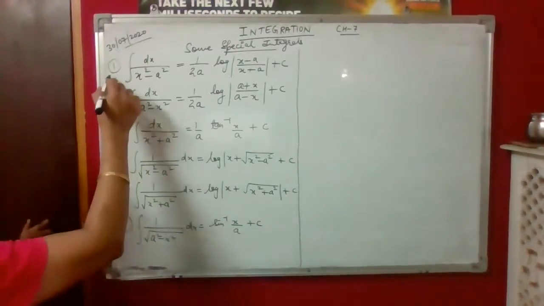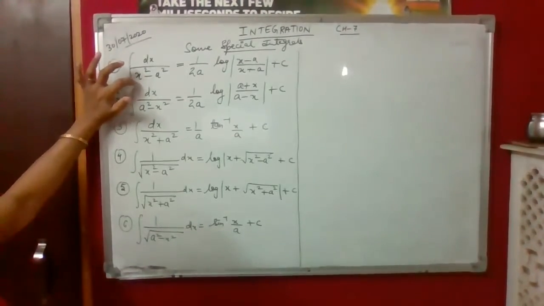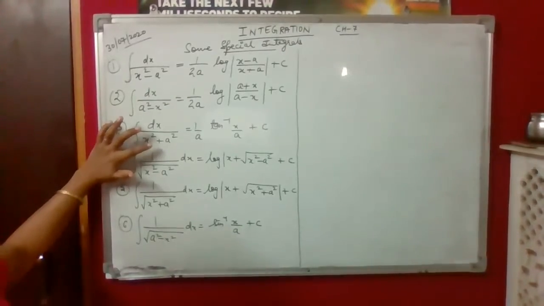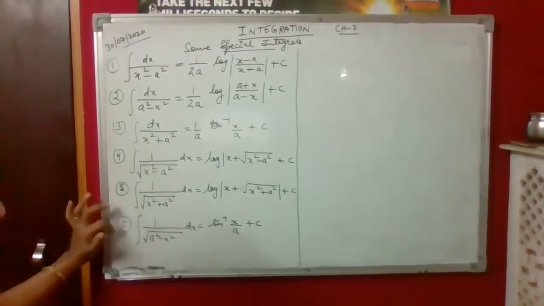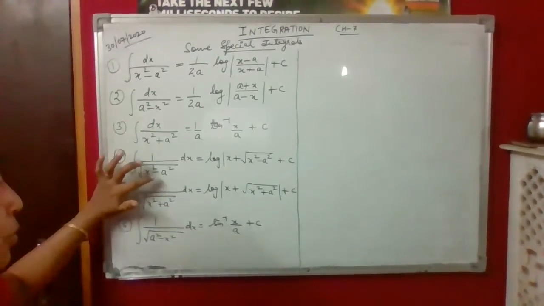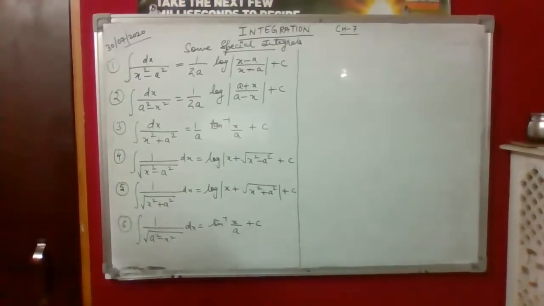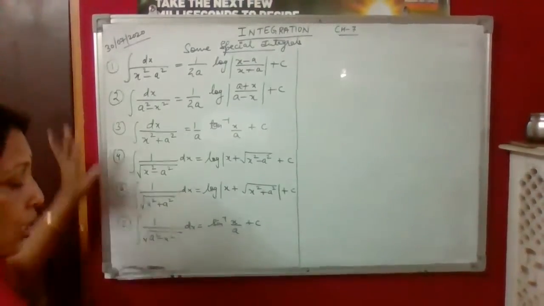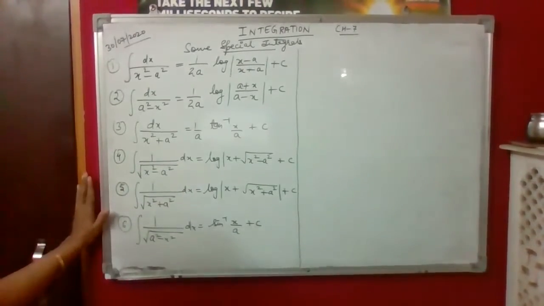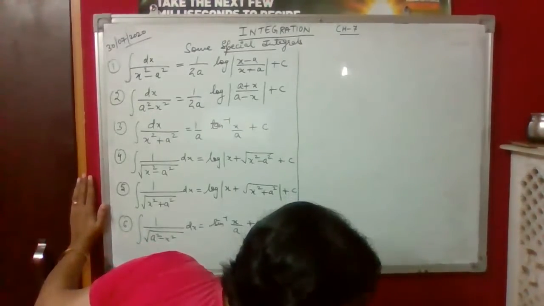So 1, 2, 3 is the first set, in which we have 1 upon x square minus a square, 1 upon a square minus x square and 1 upon x square plus a square. And the second set has the under root sign also: 1 upon under root x square minus a square, 1 upon under root x square plus a square and 1 upon under root a square minus x square. So basically these 6 formulas are there for special integrals.